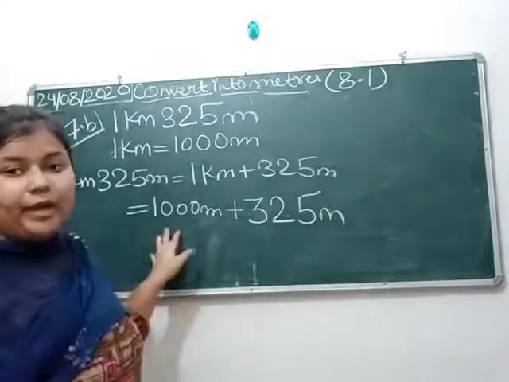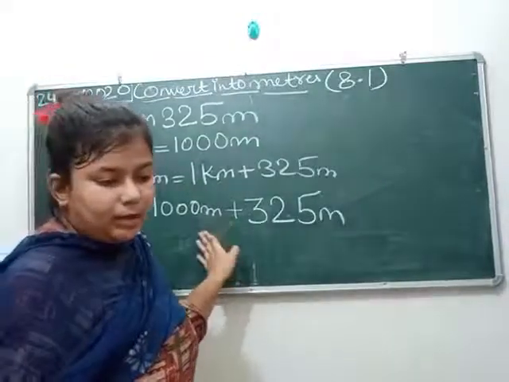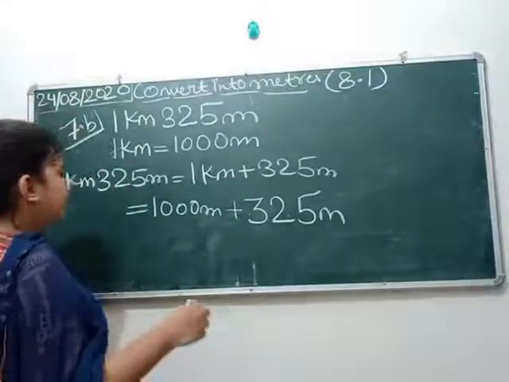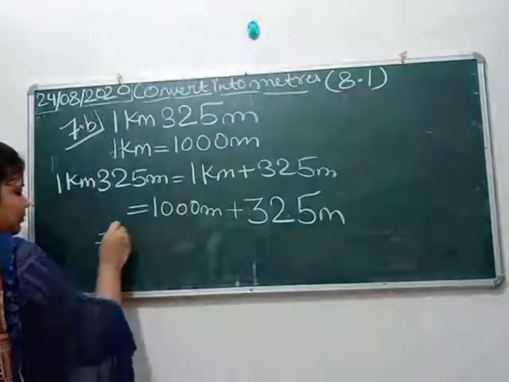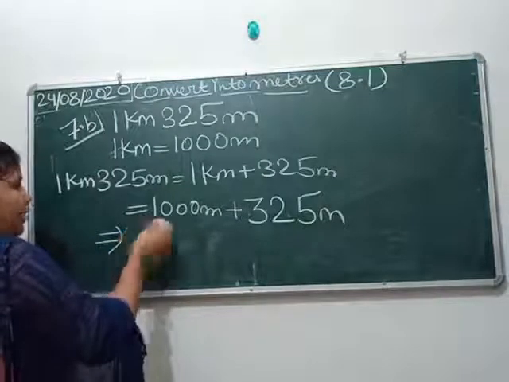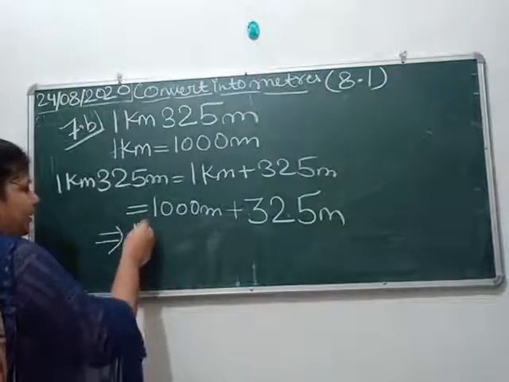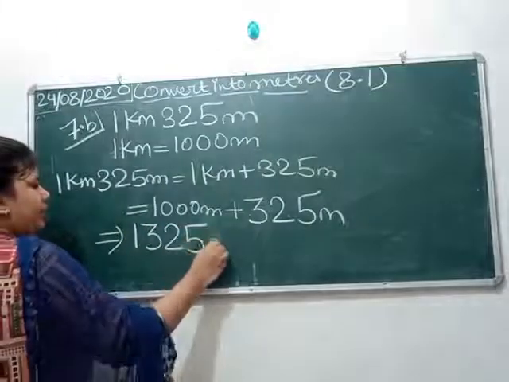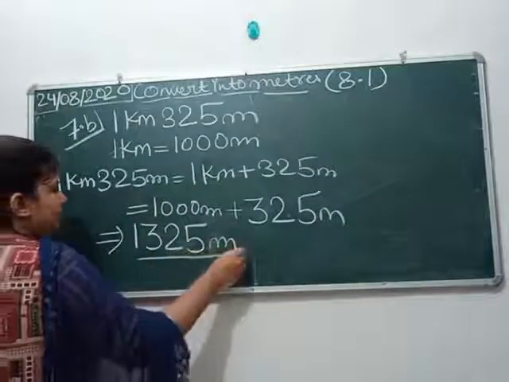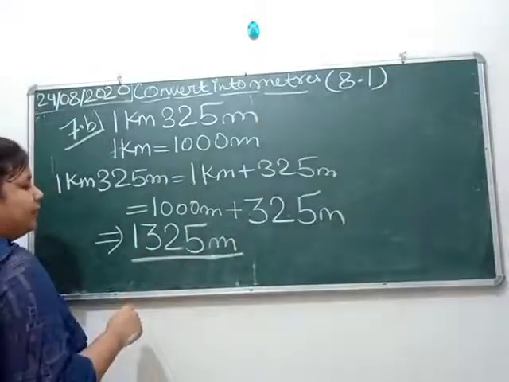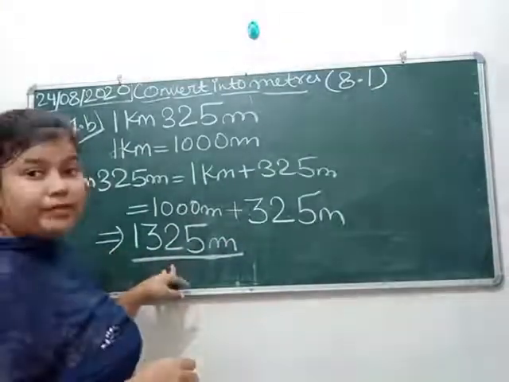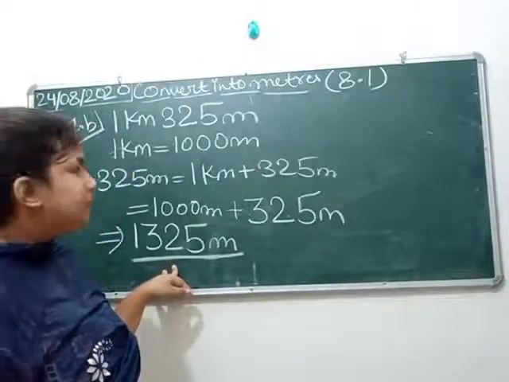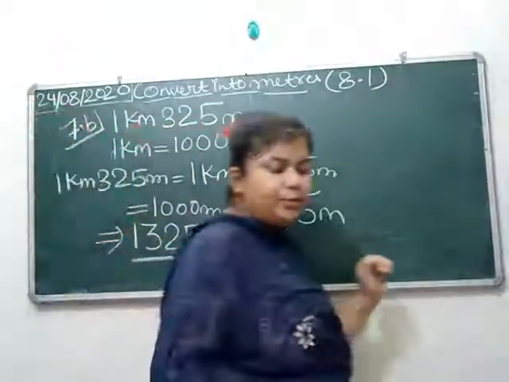Okay, now what will happen? Now what we have to do? We have to add these two numbers. Okay, now we will add these two numbers. Adding them together we will get 1000 plus 325, that means 1325 meters. Okay, this is our answer. 1325 meters. Okay, got it? Note it down, then we will move toward the next question.